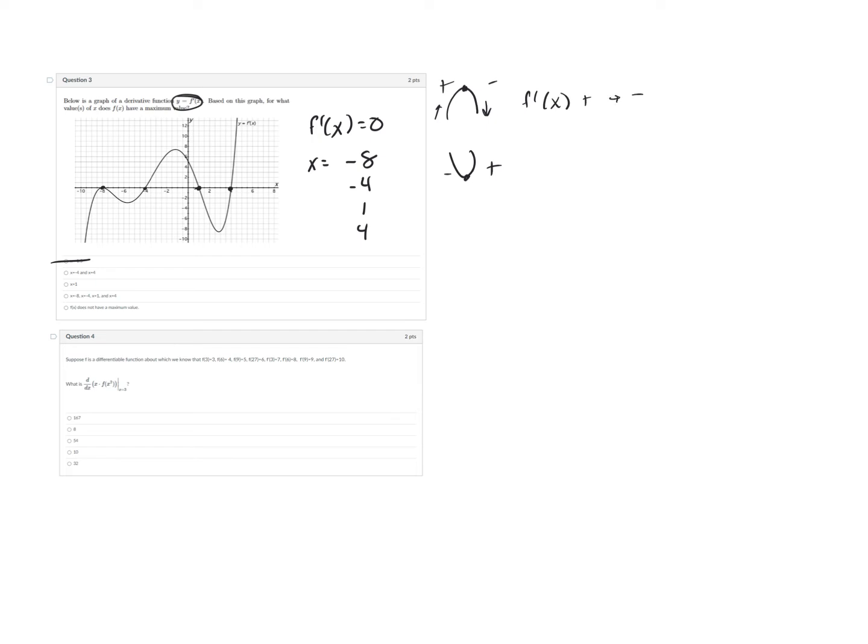around that critical point. Here we have negative and negative, so that's definitely not going to be one of our options. Here we have negative to positive, so this is actually going to be a minimum, and we're looking for a maximum. Here we go positive to negative, so that one's looking pretty good. And then again, negative to positive, so it looks like our final answer is just going to be x equals 1. All right, question 4.